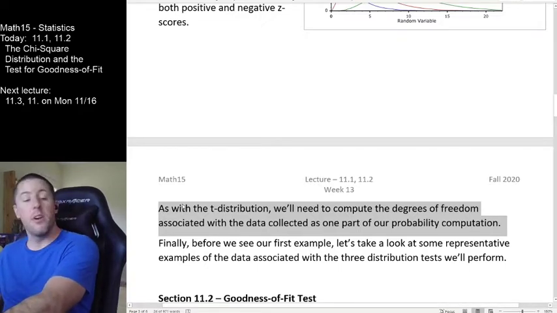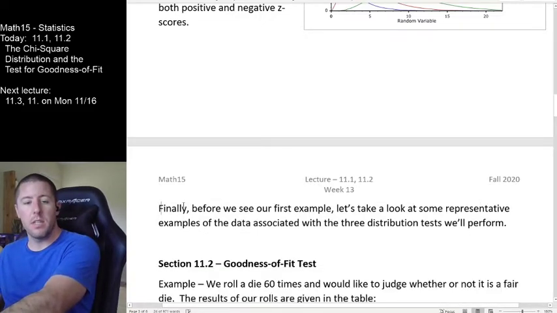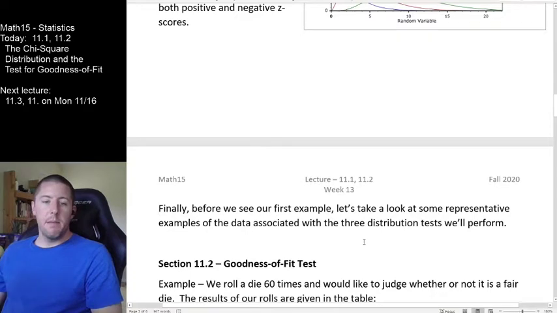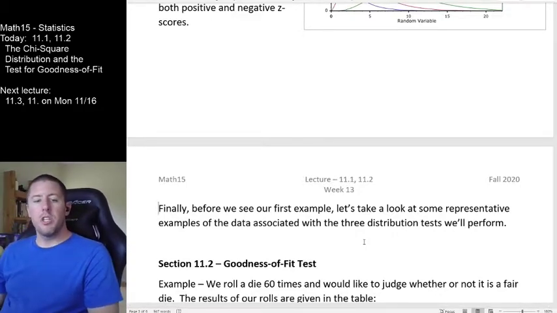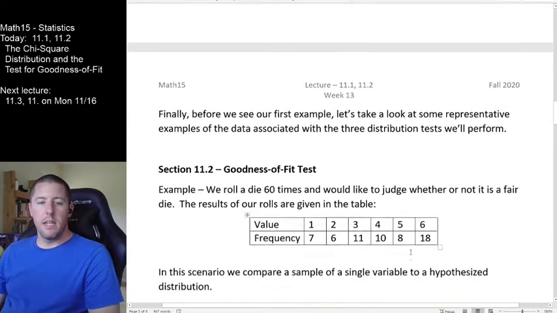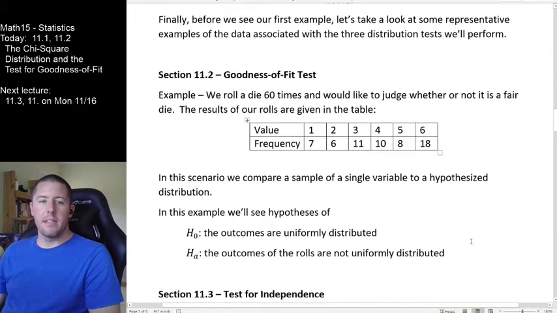We'll need degrees of freedom for every single one of these computations that we're going to perform. And finally, before we see our first example, I want to take a lap around this chapter and show you what the upcoming 3 sections are associated with this chapter, since they're all very closely related. Section 11.2, which we're going to discuss today, is our goodness of fit test.